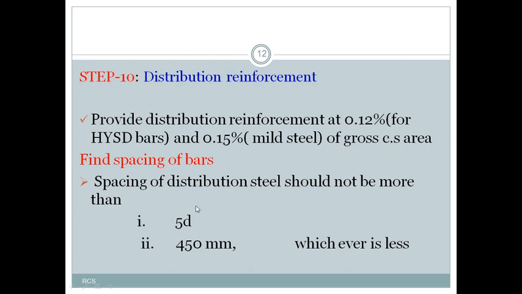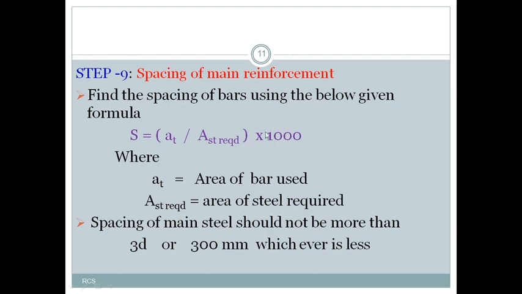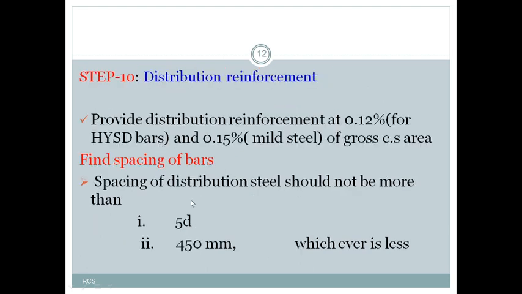And here also we have a spacing. The spacing can be calculated as usual. You have to assume some suitable diameter of bar. From this you have to calculate the actual spacing, and that actual spacing will be checked with the codal requirements. What is the codal requirement given? The obtained value should not be more than 5 times d or 450 mm, whichever is less, and that value will be provided. So the spacing for the distribution steel should not be more than 5d or 450 mm, whichever is less.